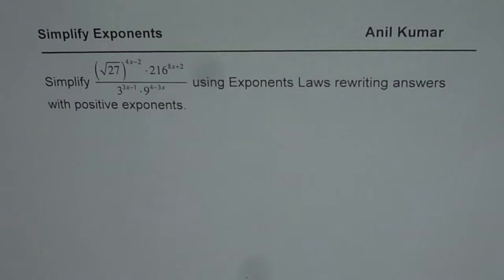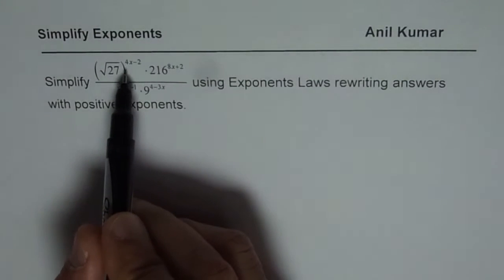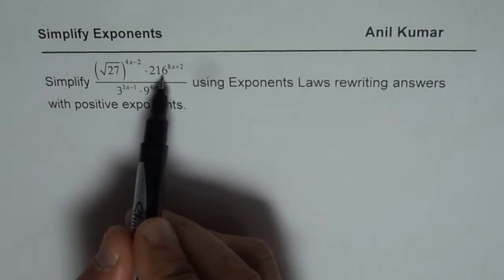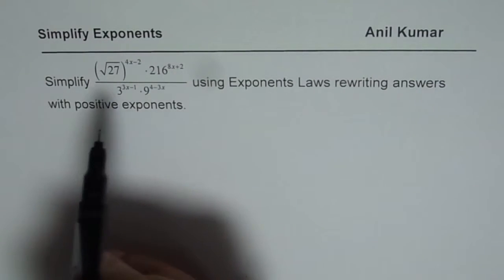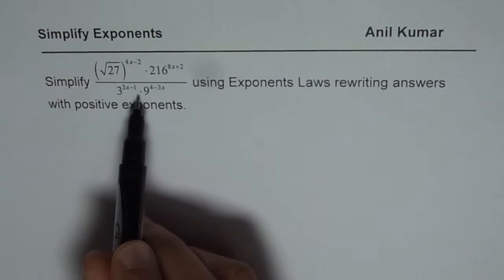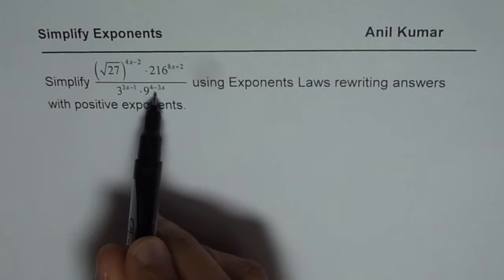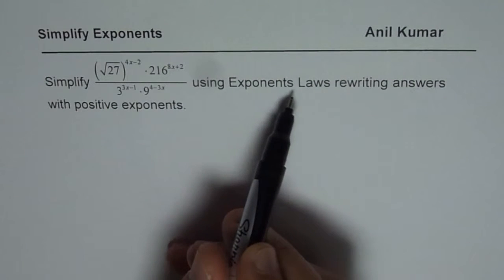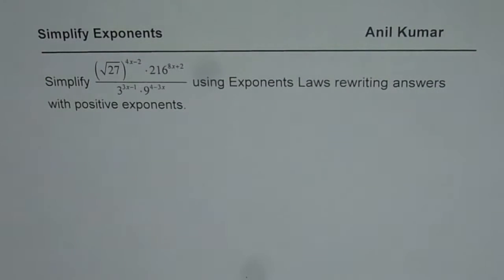The question is: simplify square root of 27 to the power of 4x minus 2, times 216 to the power of 8x plus 2, divided by 3 to the power of 3x minus 1, times 9 to the power of 4 minus 3x. Using exponent laws, rewrite the answer with positive exponents.